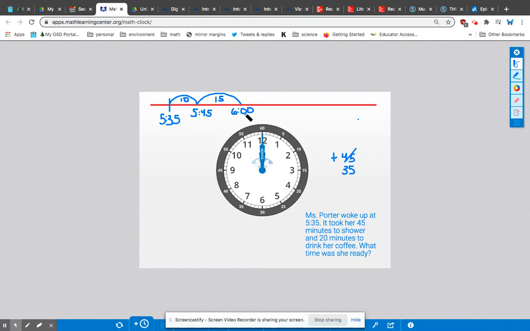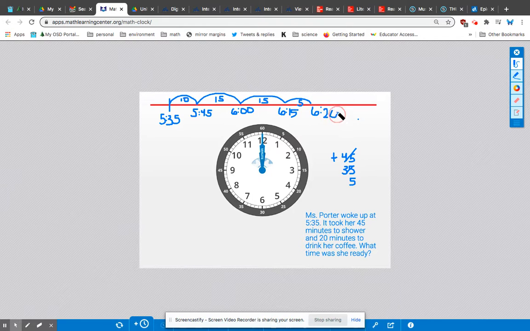And so I jumped 15 of the 35. I have to jump another 15 because 15 plus 15 is 30. That would put me at 6:15, right? So I'm going to cross this off, and I still have 5 minutes left because I jumped 30 here, I jumped 15 here. So now I just have to jump a jump of 5, and that would put me at 6:20.